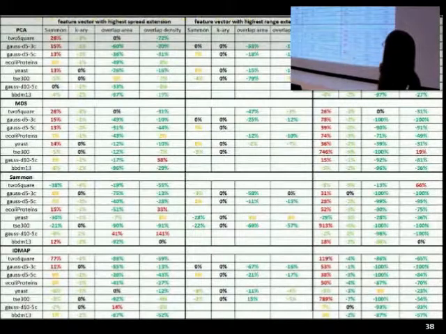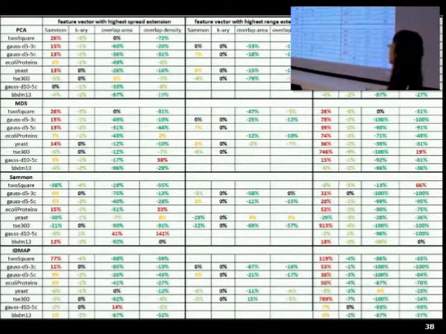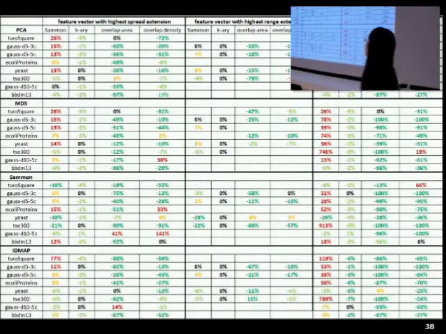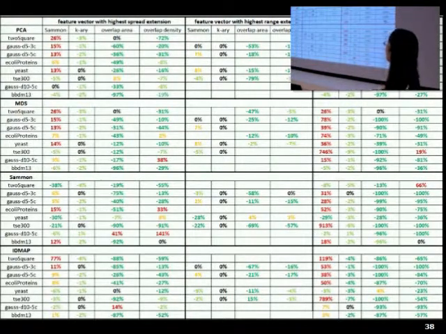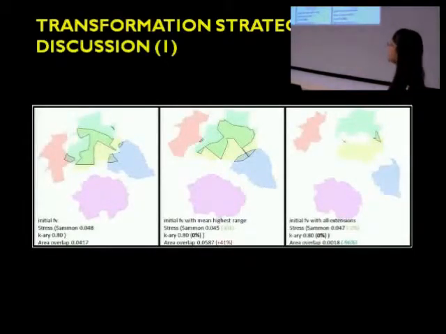As you can see, the green represents good results and red represents bad results. And we test on different data, using different dimension reduction techniques as well as different quality measures. So as you can see, sometimes we can really increase the visual quality quite substantially without sacrificing too much of the structural preservation. However, it's tricky to design a transformation strategy.